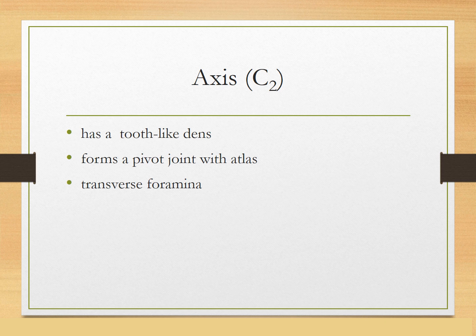C2 vertebrae is called the axis. It has a tooth-like extension that's called the dens or odontoid process, and this forms a pivot joint with the atlas that allows you to shake your head no. This cervical vertebrae also has transverse foramina.